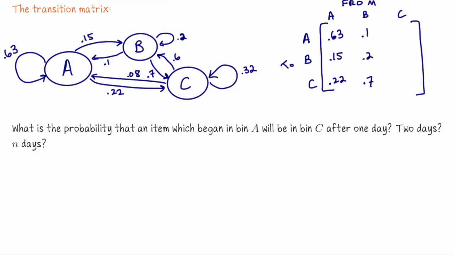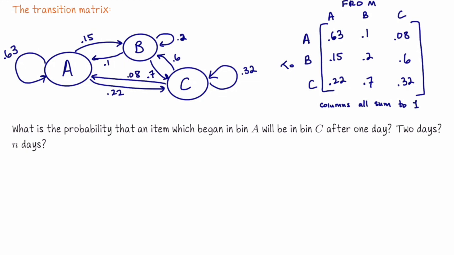We could go from C to A. That happens at probability 0.08 or 8%. From C to B is 0.6. And from C back to itself is 0.32. Okay, so I'll go ahead and make a note here that the columns all sum to 1.